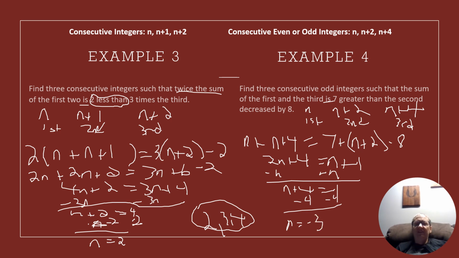There's a good chance that that's right since it is an odd number, but you have to be careful with negatives. So if negative 3 is the first one, the next one that's 2 more than that is negative 1, and the one that's 2 more than that is positive 1. So be careful when you're dealing with negatives.